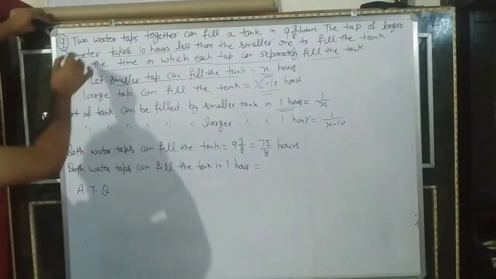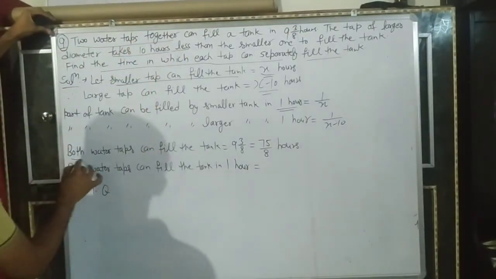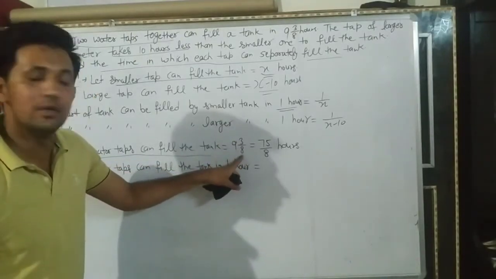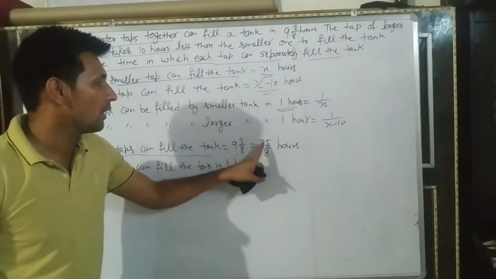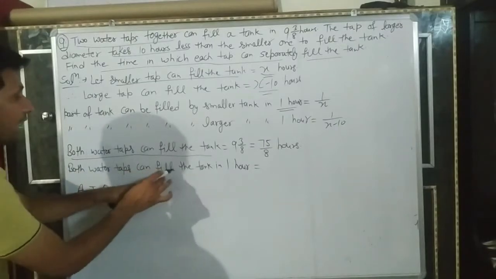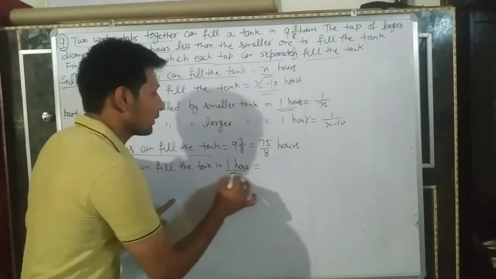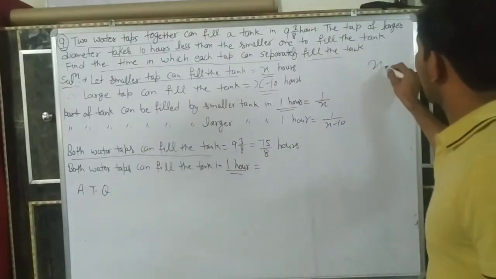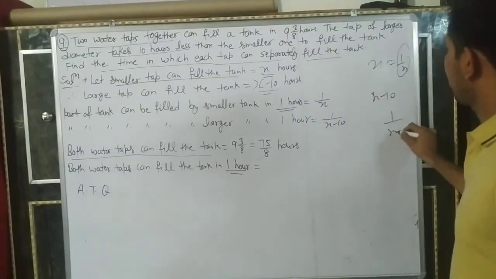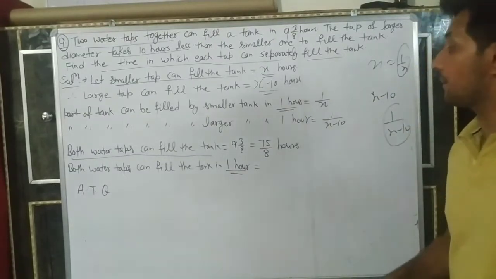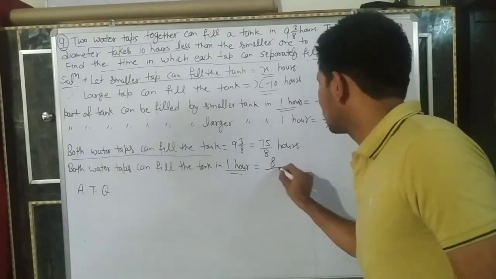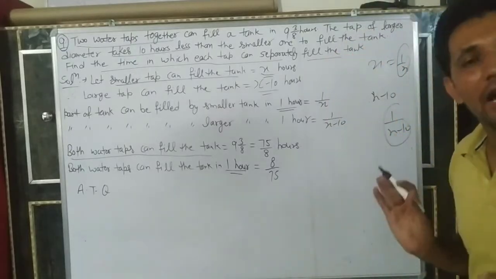But in the question, two water taps are given together. So both water taps can fill the tank in 9 and 3 upon 8, that is 9 times 8 is 72 plus 3, 75 upon 8 hours. Same as it is, you will find that both water taps can fill the tank in 1 hour. We take the reciprocal. So in 1 hour how much can both fill? 8 upon 75 part. Do you understand?